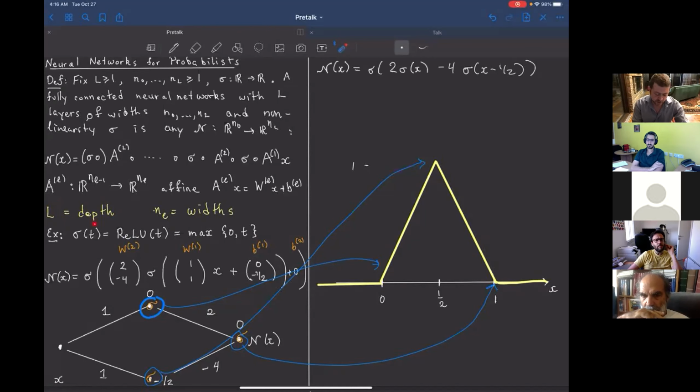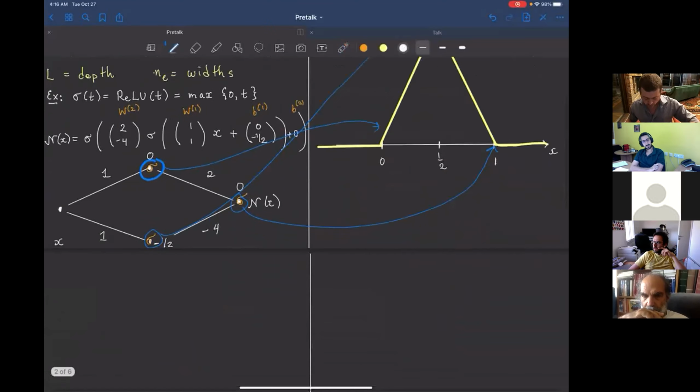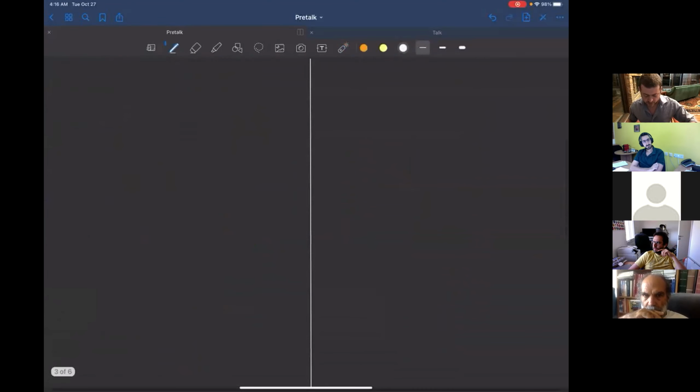And choosing the depth L and these widths N_L is what's called choosing the architecture of the network. That's the word that people use. Okay, so I'm going to slowly scroll, and I'm happy to take more questions, but otherwise I want to tell you how these networks are typically used.